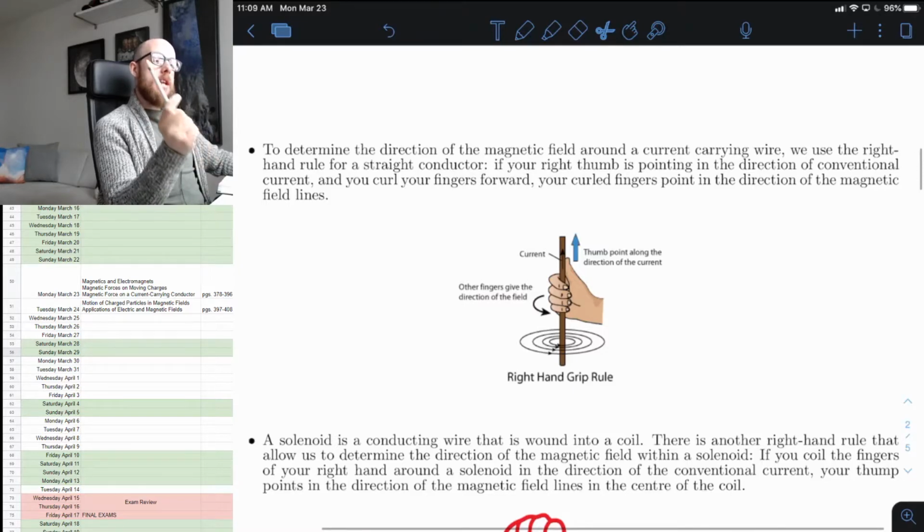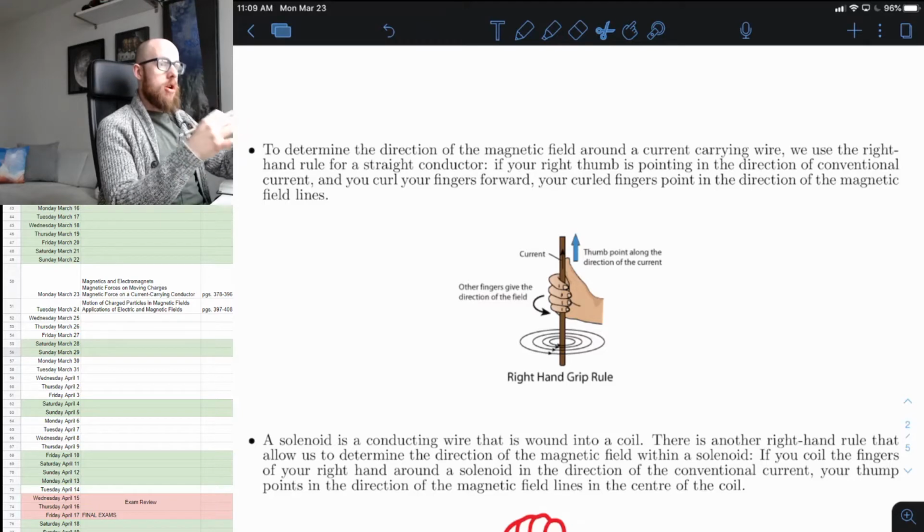They do, but it's moving charges. Moving charges produce a magnetic field. So a stationary charge will not produce a magnetic field. It's only the movement of charges that produce a magnetic field. We'll see that in a second here.